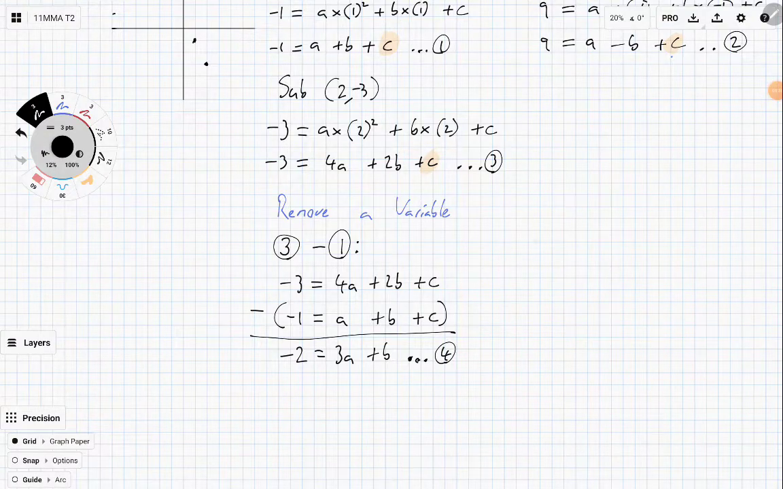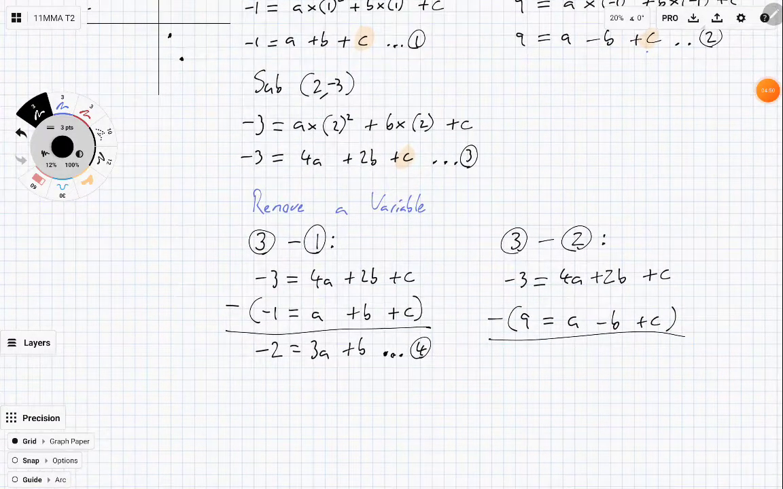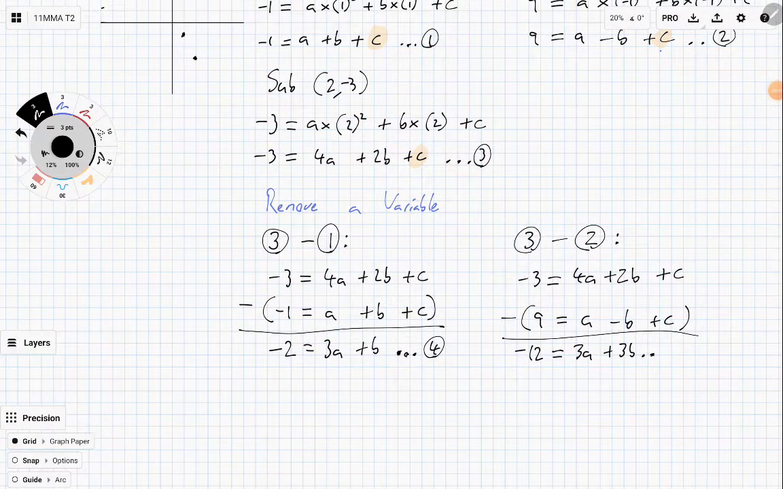Alrighty, let's try it again, and this time let's go 3 minus 2. So once again, I'm just going to copy out 3 and 2. Alrighty, and in this case, we're going to go -3 minus 9 is -12. 4 minus a is 3a. 2b minus b is plus 3b, c minus c is gone. So we are now left with two equations with two variables.